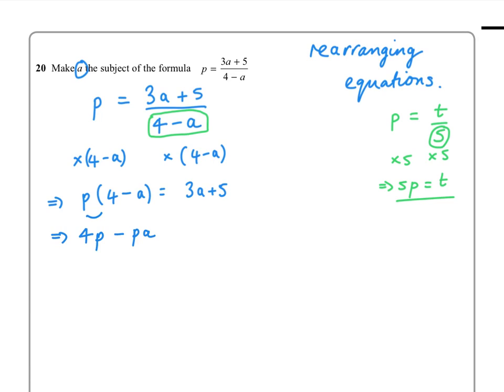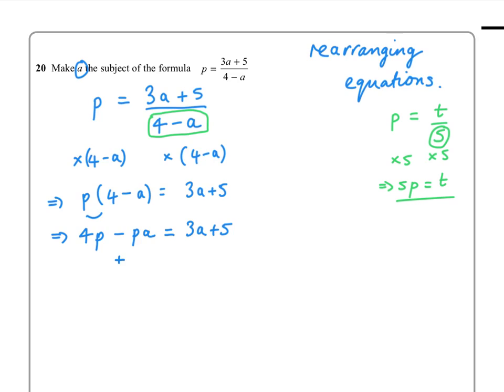That's just the way maths is. So in this situation, we've got 4p minus pa equals 3a plus 5. Now this is actually really good, because you could still say to yourself, well, a is not on its own. Well, if you get a on one of the sides only, then you can do something really good, which makes these questions really easy very quickly.